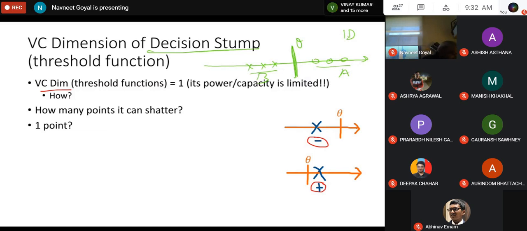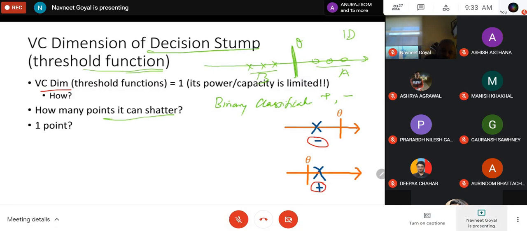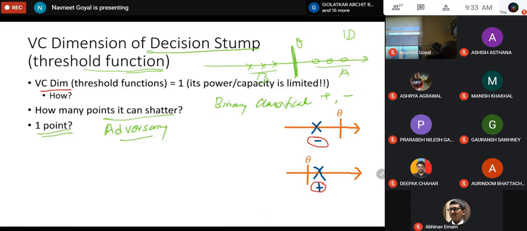And again, as I said, I'll only be talking about binary classification problems. That means there will be only two classes, one plus and the other negative. I want to know how many points this thresholding function can shatter. So let us take 1 point. And here I'll also be introducing the concept of an adversary.